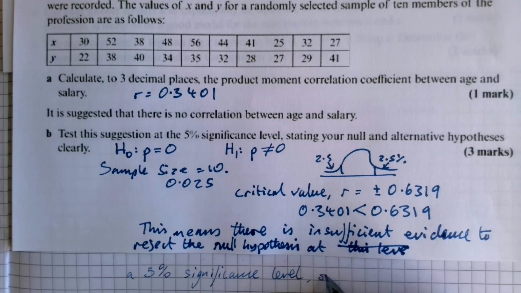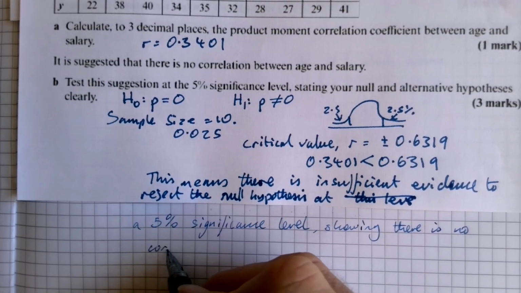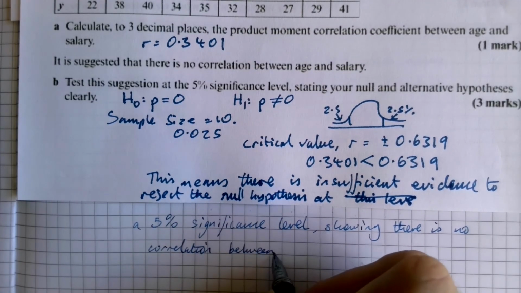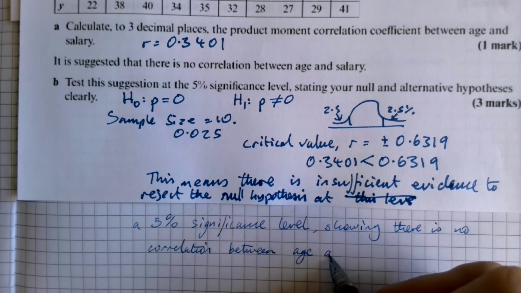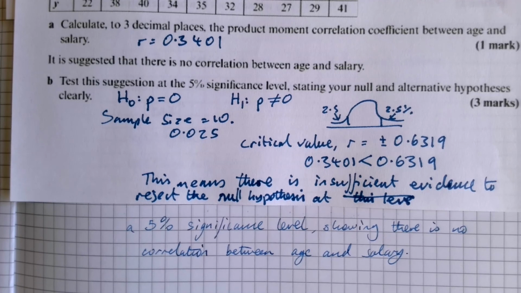Showing there is no correlation between age and salary. Of course there may be, really. We've only got 10 bits of data to look at, and if you look at everyone, there probably is some kind of correlation between age and salary, but there's probably a peak time to be earning lots of money, isn't there, and other ones, but never mind.